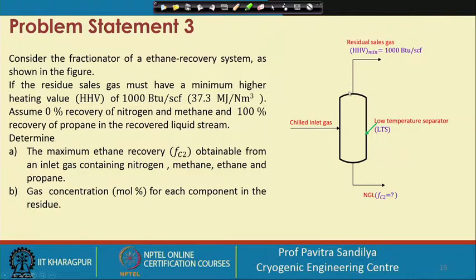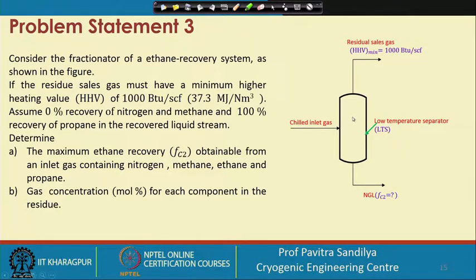That means 0% recovery means none of the methane and nitrogen is going out with the NGL. That means all of them are going with the residual gas, and 100% recovery of propane means whatever propane is there in the inlet gas, all of it is going into the NGL and none is going into the vapor stream upward. That means what?